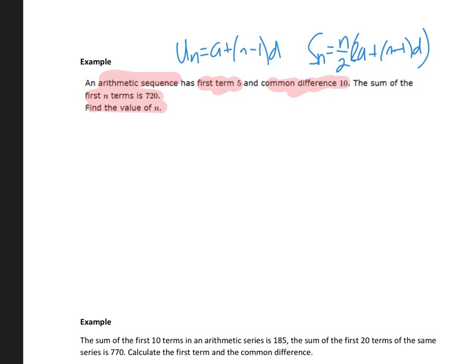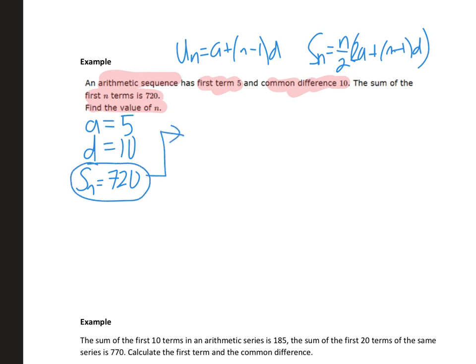The first term is 5, so I know that A equals 5. The common difference is 10, so I know that D equals 10. And the sum of the first n terms is 720, so I know that Sn is 720. Okay, so that's the fact that's going to be useful. So I've got a formula for Sn: n over 2 times (2A plus (n minus 1)D) equals 720. Now I know what A and D are, so if I sub those in, I get n over 2.